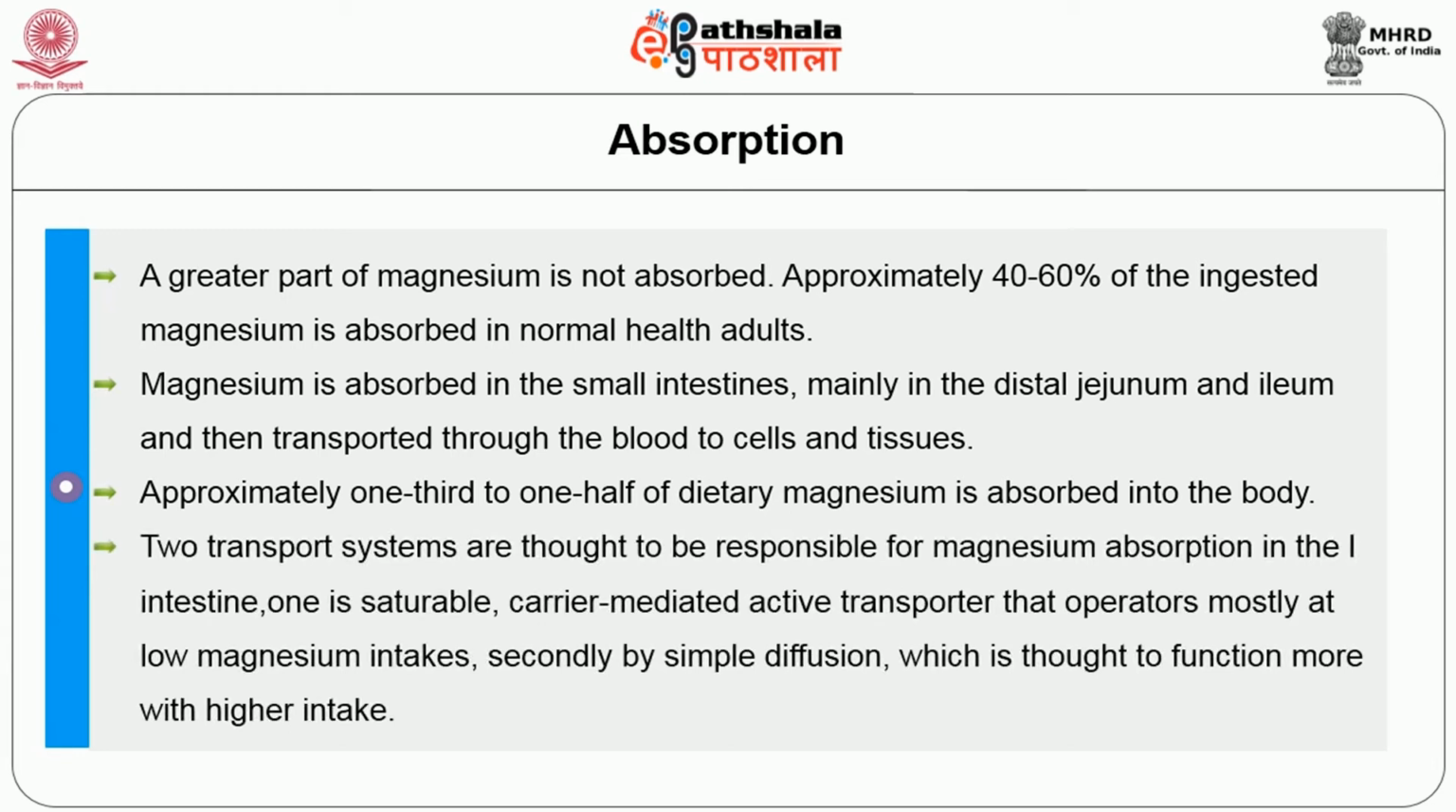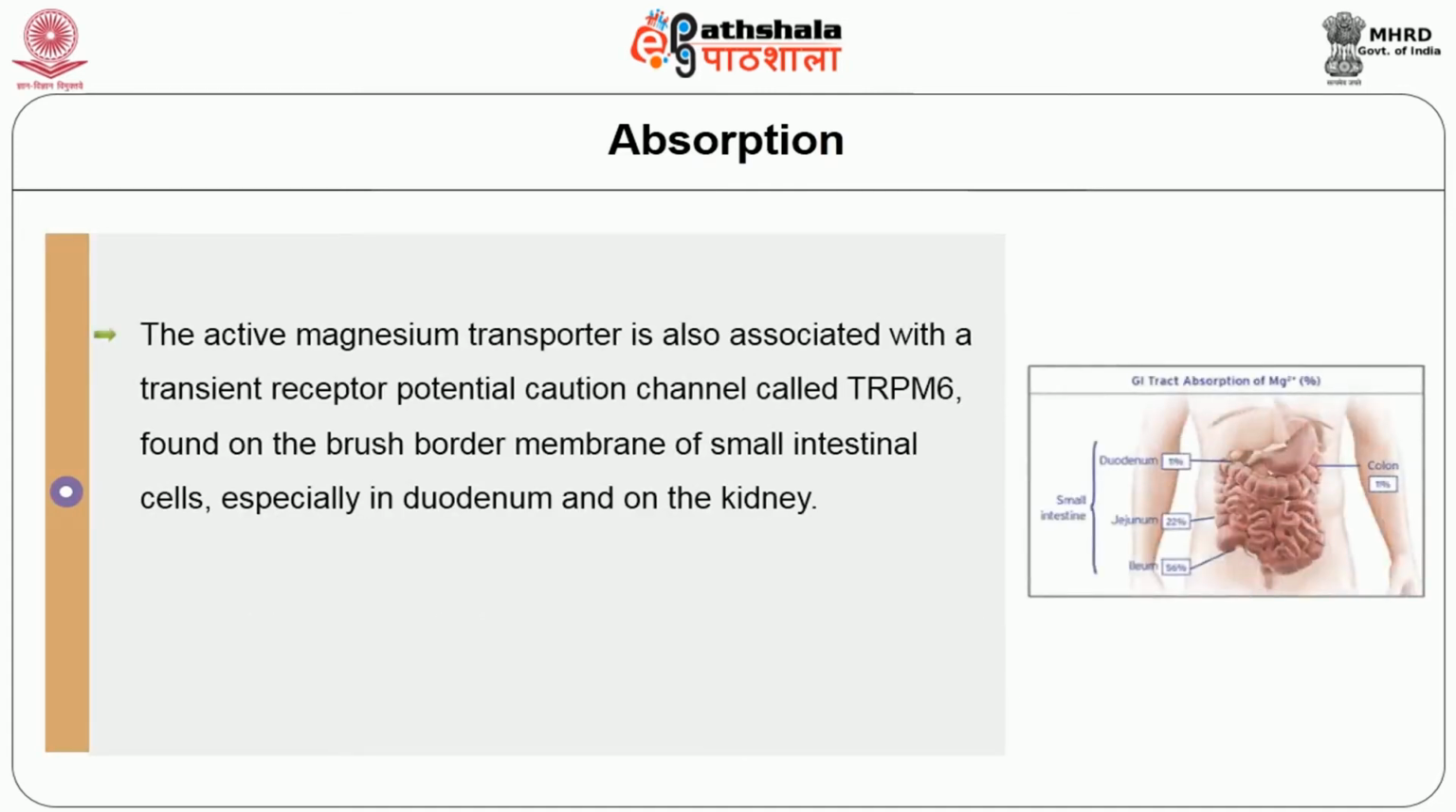Two transport systems are thought to be responsible for magnesium absorption in the intestine. One is a saturable, carrier-mediated active transporter that operates mostly at low magnesium intakes, and the second is simple diffusion, which is thought to function more with higher intake. The active magnesium transporter is also associated with the transient receptor potential cation channel called TRPM6, found on the brush border membrane of small intestinal cells, especially in the duodenum, and on the kidney.